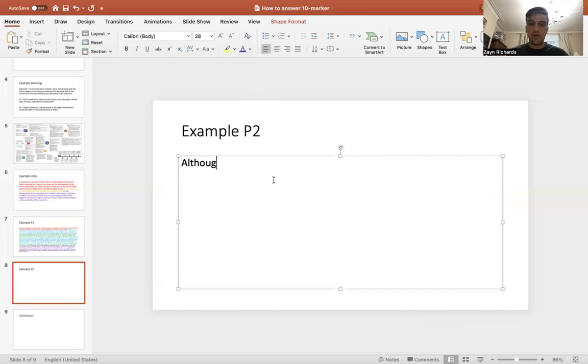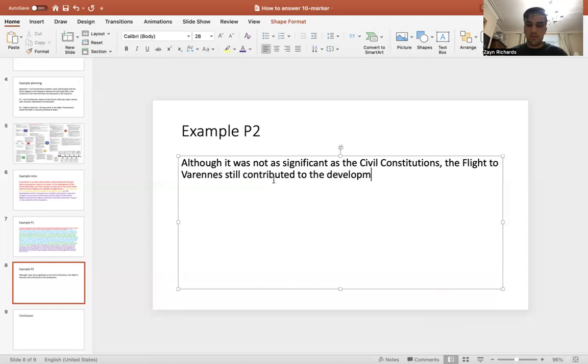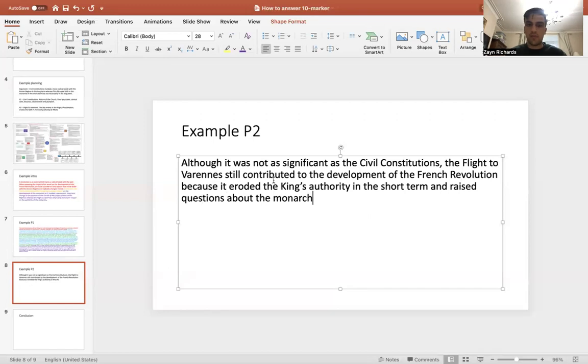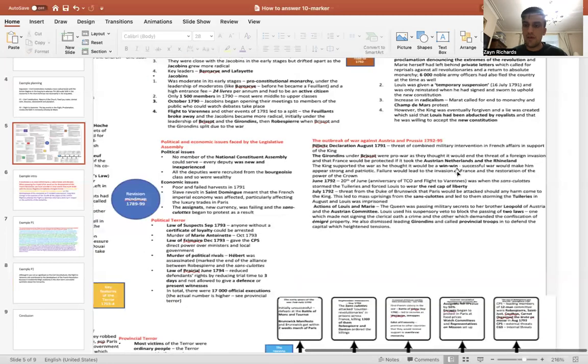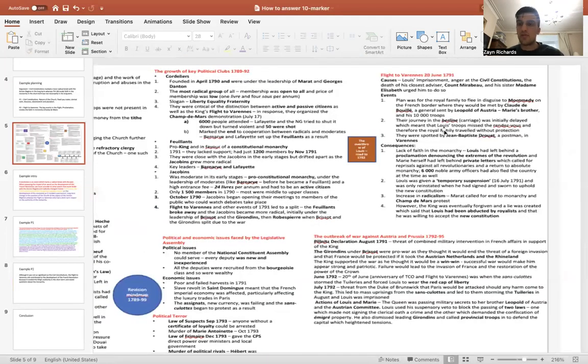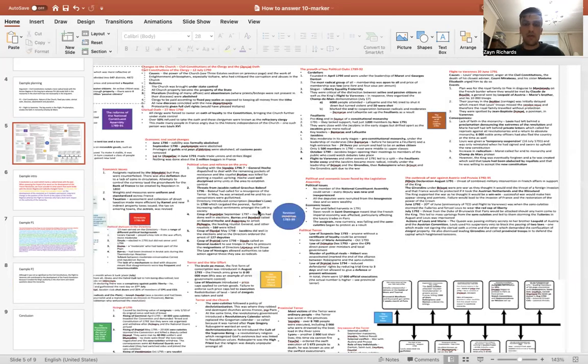So then I'll say, although it was not as significant as the civil constitutions, the flight to Varennes still contributed to the development of the French Revolution because it eroded the king's authority in the short term and raised questions about monarchy. Okay, so here I want specific evidence. So I'll talk about the fact that on the 20th of June, he wants to join. He travels to Varennes to meet Bouillé.